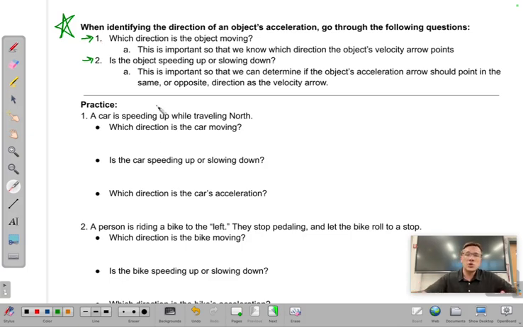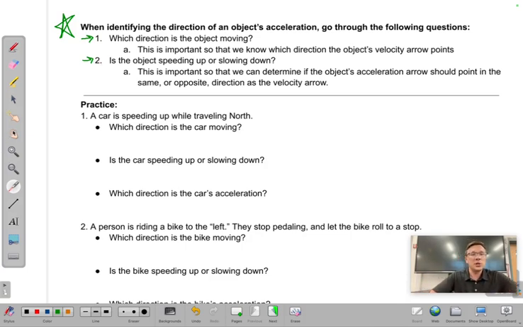The next question would be, is the object speeding up or slowing down? For the reasons that we just talked about. Once I know the direction of velocity, I find out, is it speeding up? Great, I'm going to put my acceleration arrows in the same direction as the velocity. Or if it's slowing down, I'll point my acceleration arrow in the opposite direction.